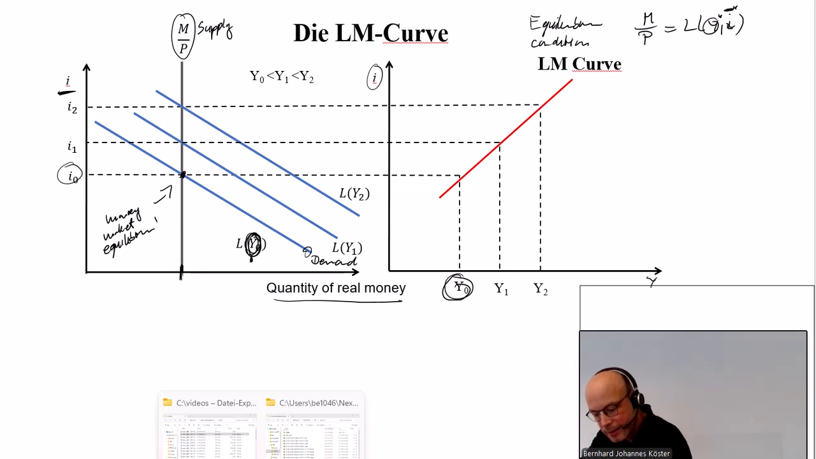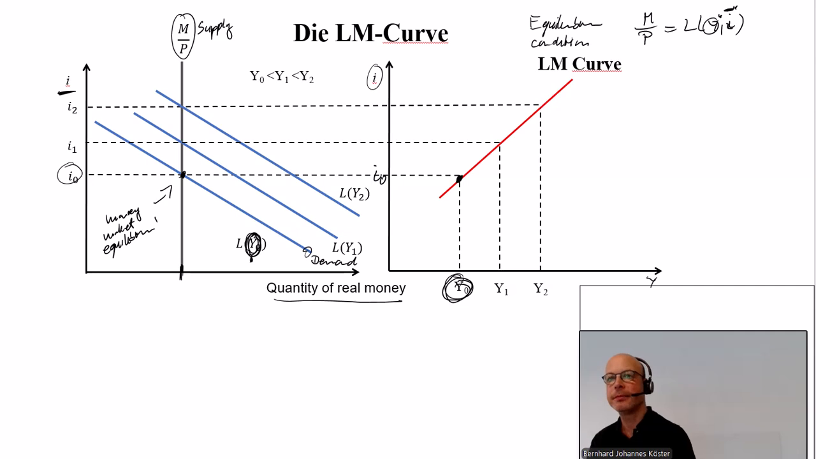So this means I0 corresponding to Y0 is just one possible money market equilibrium. And now we ask for all possible money market equilibria. And therefore now we change this income level Y0 to Y1, where we assume y1 is larger than y0.